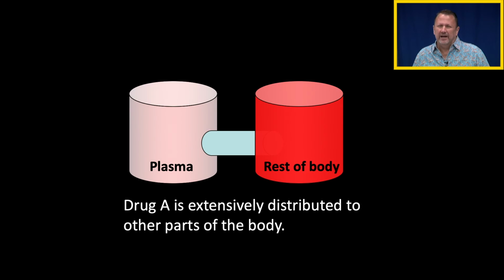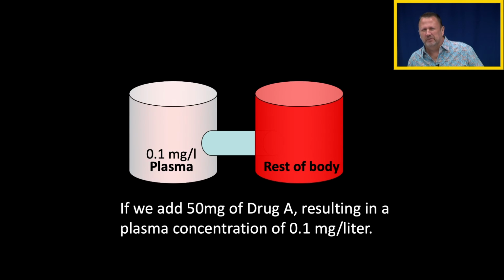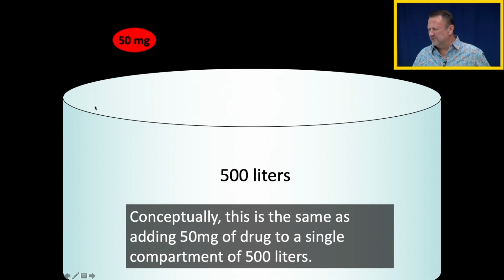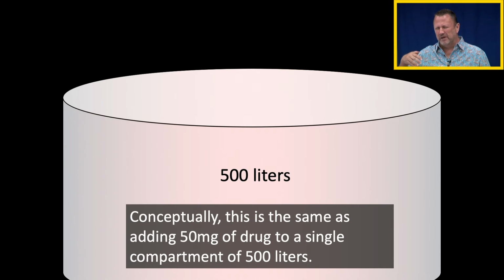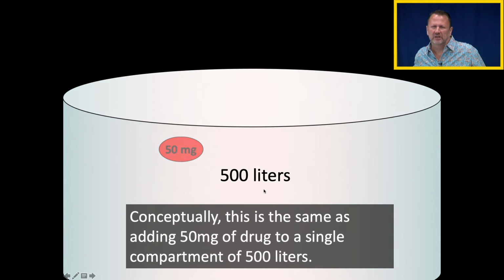All right, and so in this case, we put the drug into the plasma and it was extensively distributed to the rest of the body, not leaving much concentration in the plasma at all. And so if we add the drug and it's extensively distributed to the rest of the body and we're left with a plasma concentration of 0.1 milligram, that's the equivalent of adding the drug to 500 liters of plasma. You're basically saying that if you put the 50 milligrams of drug into 500 liters of plasma, then you'll end up with a concentration of 0.1. And that's the point that we're trying to make here, that the volume of distribution is not an actual volume.